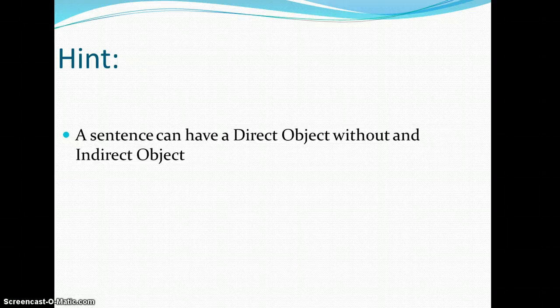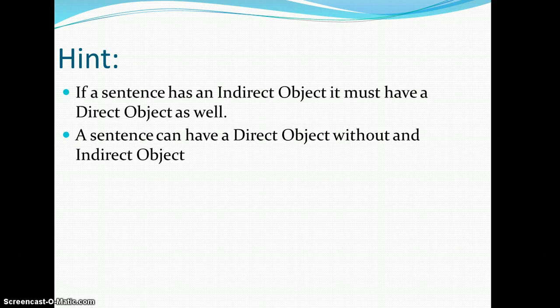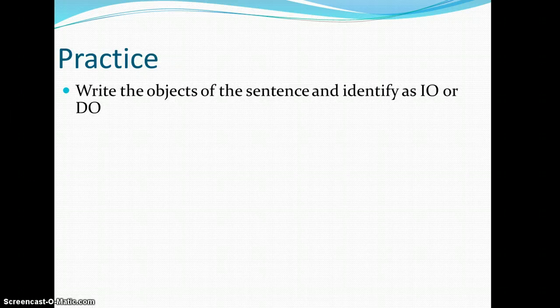A sentence can have a direct object without an indirect object. If a sentence has an indirect object, it must have a direct object. Okay, those two sentences popped up backwards, but if a sentence has an indirect object, it must have a direct object as well. But a sentence can have a direct object without an indirect object, which we saw when we were looking at just direct objects. So, to practice, write the objects of the sentences and identify them as IO, meaning indirect object, or DO, direct object. But think about what I just said. If you have an IO, you're going to have a DO as well.